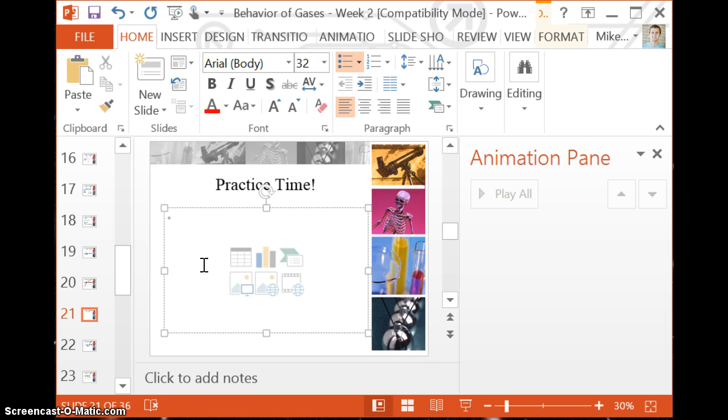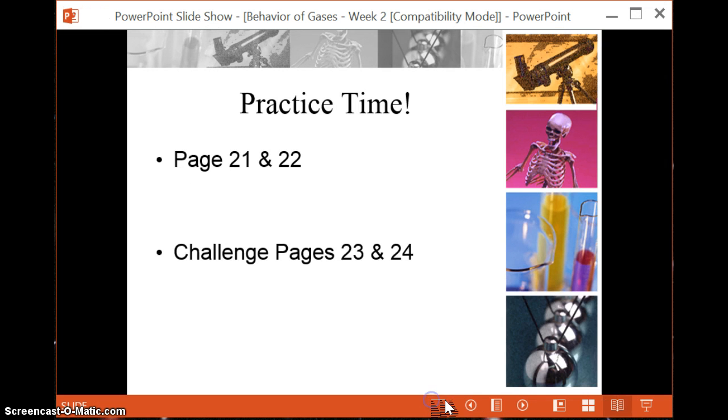Practice time. For practice time today, if you're just looking for more practice, you need to do pages 20 and 22. The answer keys are on your table for that. If you're looking for a challenge, you need to use pages 23 and 24. So if you're feeling confident about the quiz today, you need to work on pages 23 and 24. If you feel like you just want more practice like the homework, you need to do pages 21 and 22, okay? I trust you guys will do what you're supposed to do.